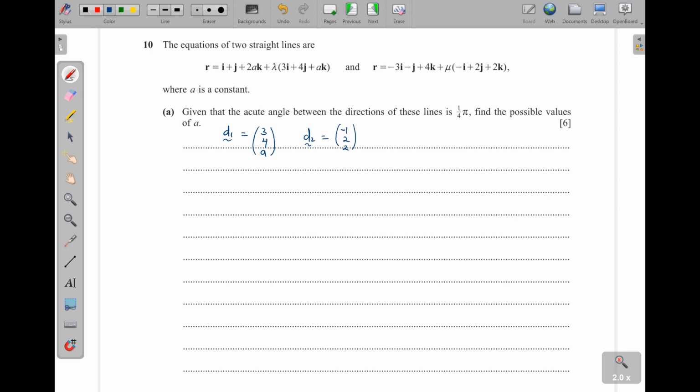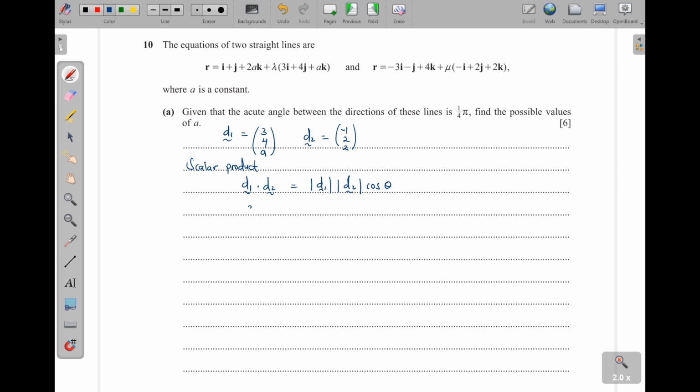So we are going to have d, the direction vector of the first one, we dot it with the second one here. Then it is equal to the modulus of the direction vector of the first one times the modulus of the direction vector of the second one, then cosine of the angle in between them. This is what we call the scalar product. Okay, so we are using the scalar product.